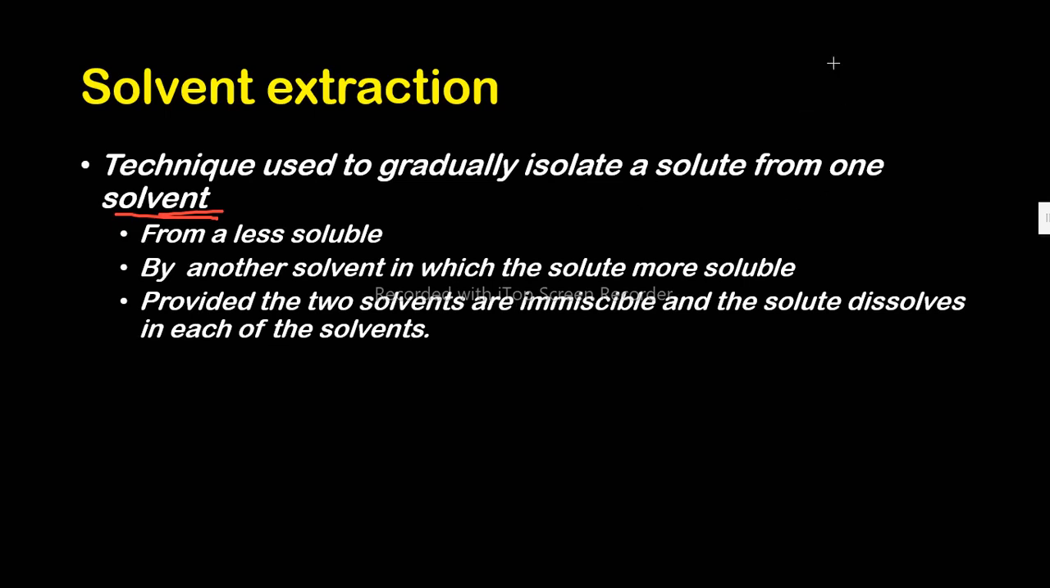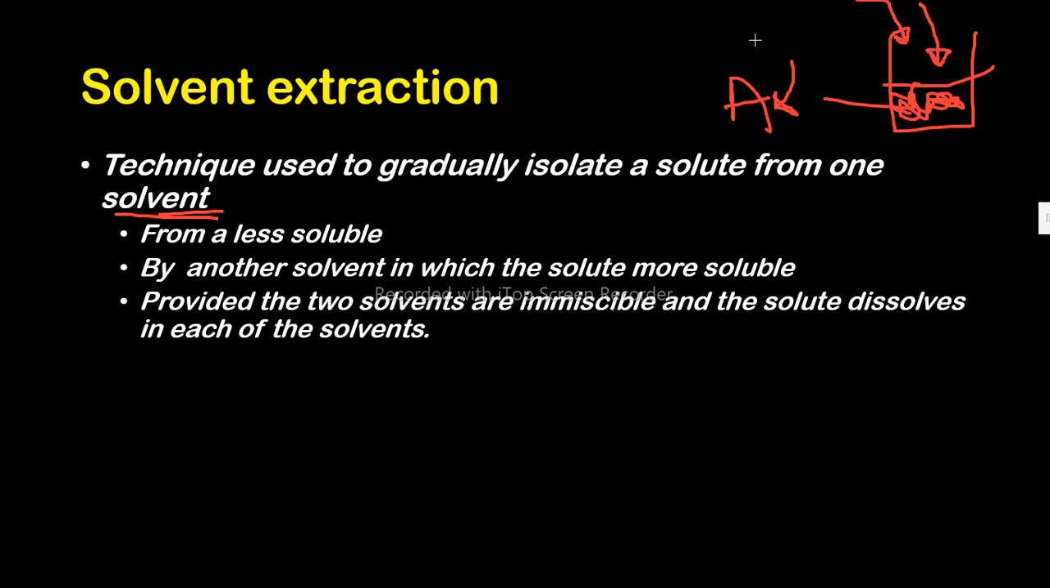So you have your solute that is dissolved in one solvent, solvent A. So what we do, we get another solvent. The two solvents must obviously be immiscible with each other so that you can clearly separate them. But the solute must dissolve more in the solvent that you are going to use to extract it. So you get the other solvent that has high affinity for the solute.